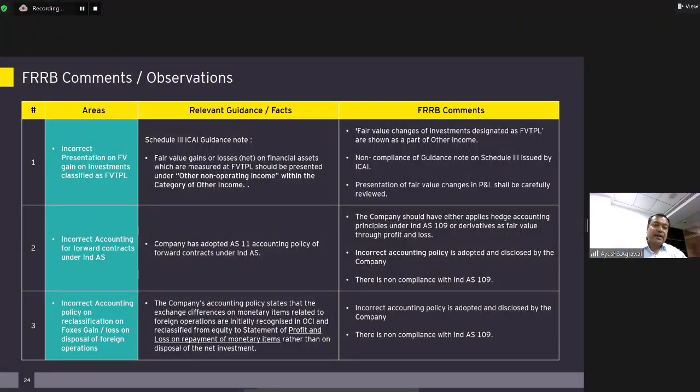But in a number of instances, the FRRB observed, and it's a very common mistake actually, that when the underlying monetary asset or liability is getting settled, the related exchange rate gain or loss is also getting recycled from OCI to P&L. That is wrong. When a designation has been done of a net investment in a foreign operation, all the gains and losses parked in other comprehensive income will come to P&L only when the foreign operation has been disposed of, and not when the underlying monetary asset or liability is getting settled. It's a good observation. It's a common mistake which we also encounter.